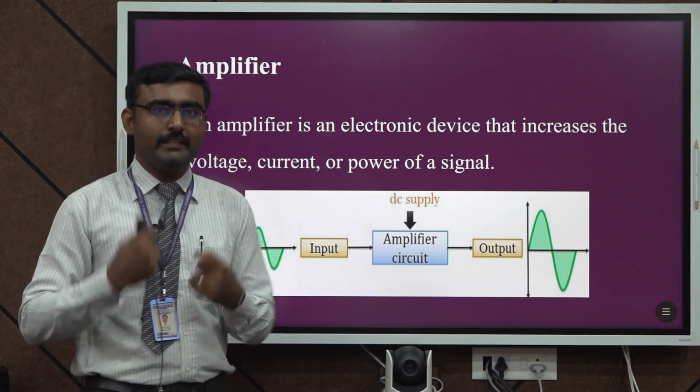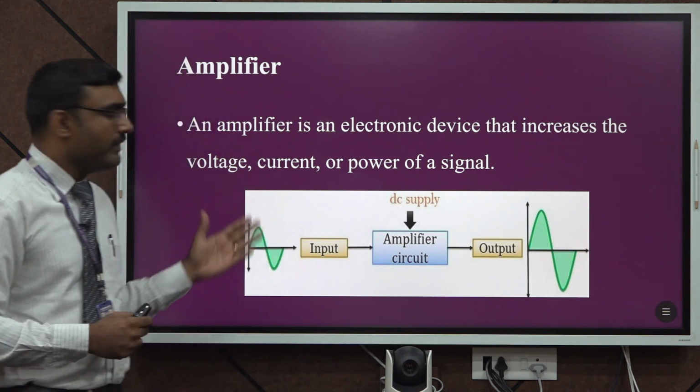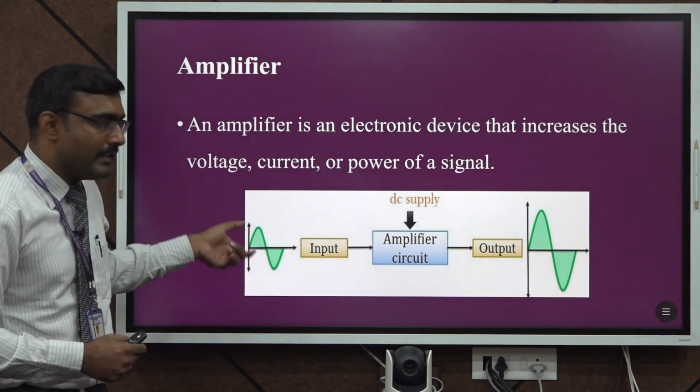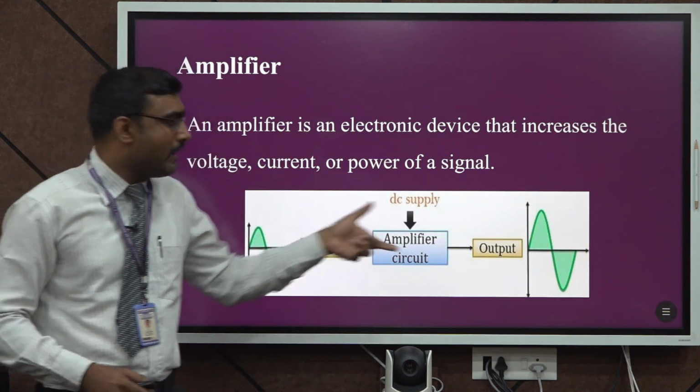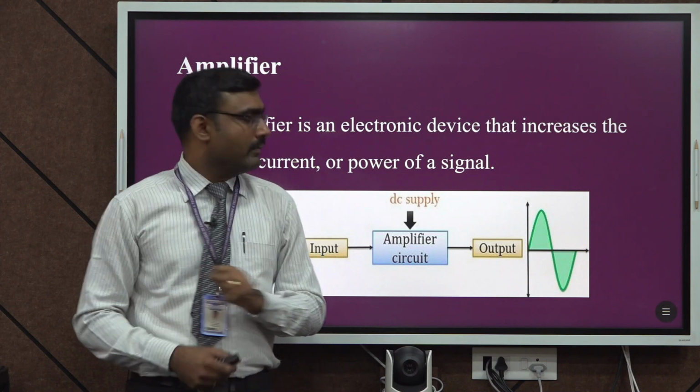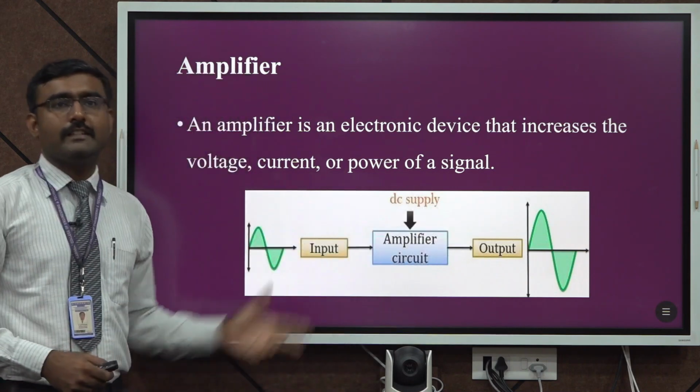Our microphone receives our voice signal and converts it into an electrical signal. This electrical signal is applied to the amplifier circuit. The amplifier circuit amplifies the magnitude of the input signal. This is called the amplifier.